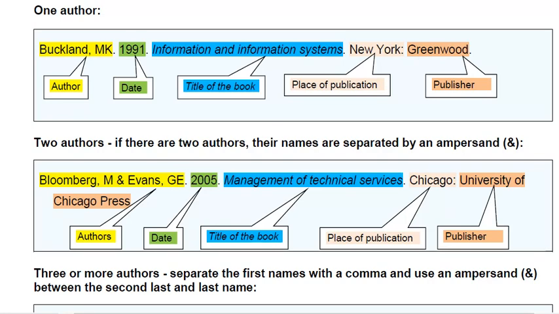So here in our example, our author is Buckland. That is his surname or last name. Then there is a comma. You need to follow these punctuations that I'm mentioning here because it is very important that you follow them. The comma is followed by his initials. There is no full stop or whatever punctuation between his initials. They are just like that. Then there's a full stop, which is followed by the date or the year, which is 1991. Then there's a full stop, followed by the title of the book, which is Information and Information Systems, in italics.